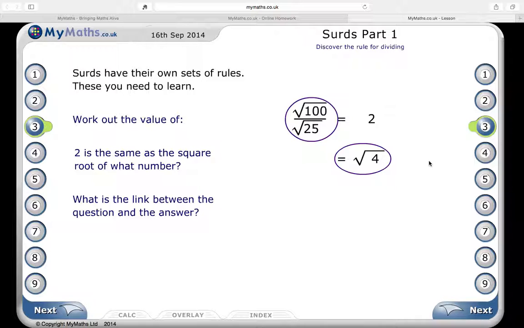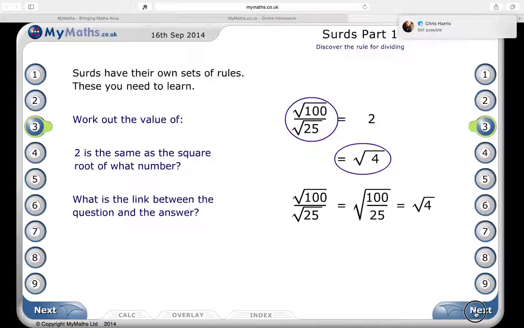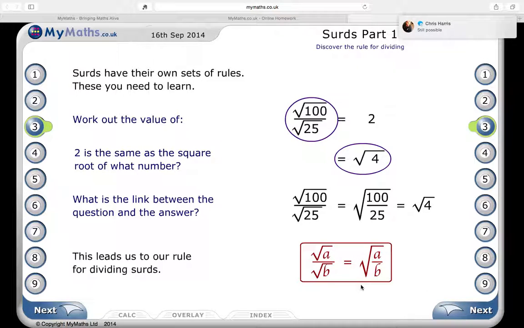So what is the link between the question and the answer? As I've already mentioned, 100 over 25 is equal to 4, so root 100 over root 25 is equal to root 4. Root 100 over root 25 is equal to root 100 over 25, which is equal to root 4, which is equal to 2. Which leads us to our rule for dividing surds: root A over root B is equal to root A over B.